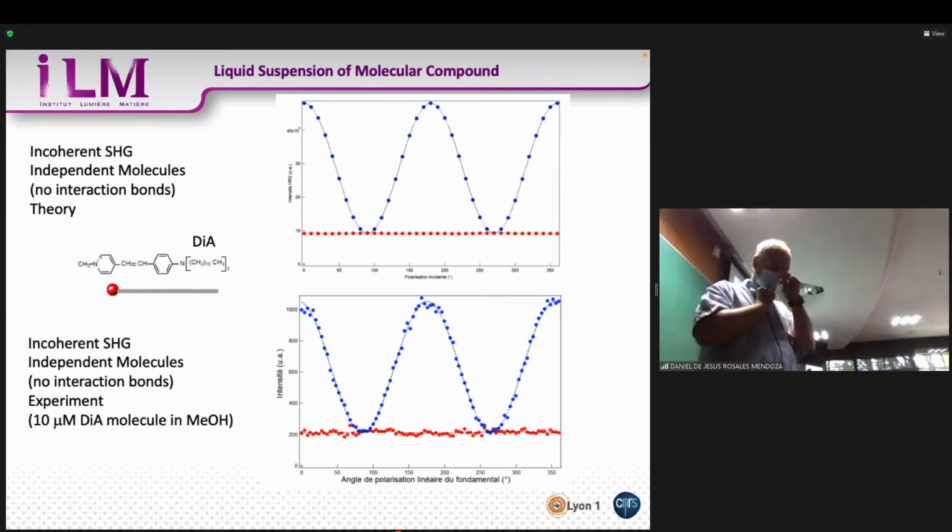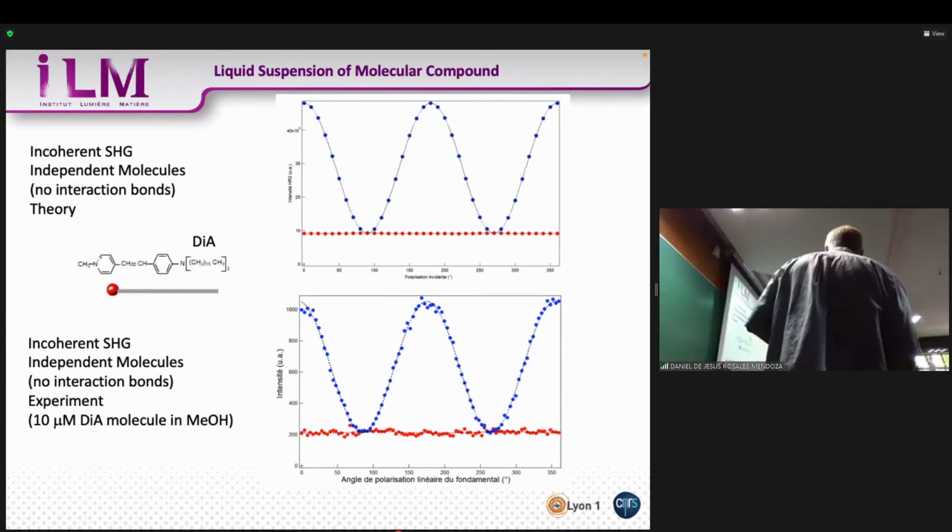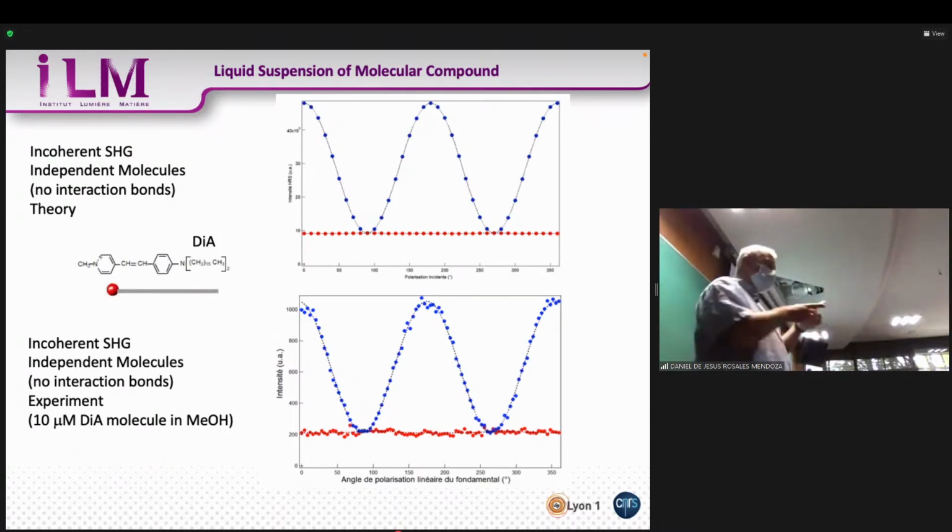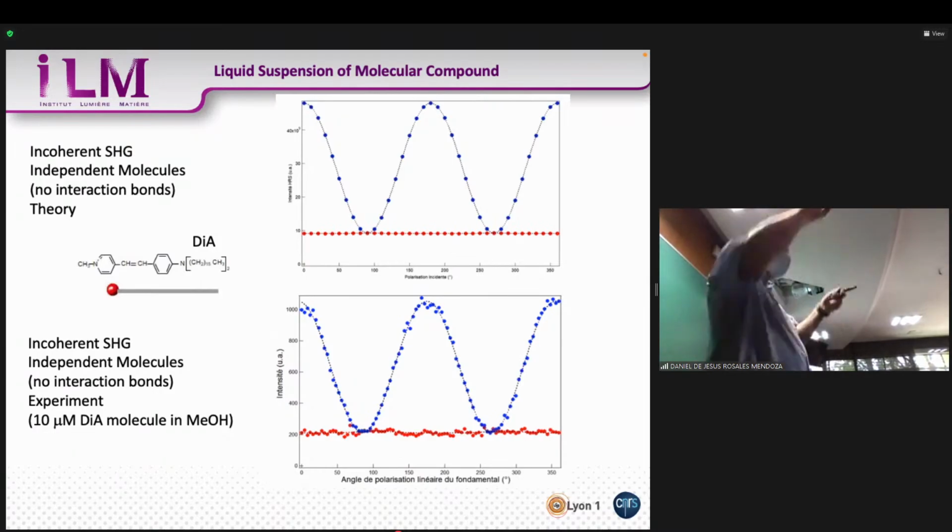molecules. So everything's, yes? What's the meaning of the red line? The red dots? Oh, that's the two polarizations. We send light like this, we collect like this, we rotate here, and we collect either like this or like this, okay? And the red is like this, the blue is like this.